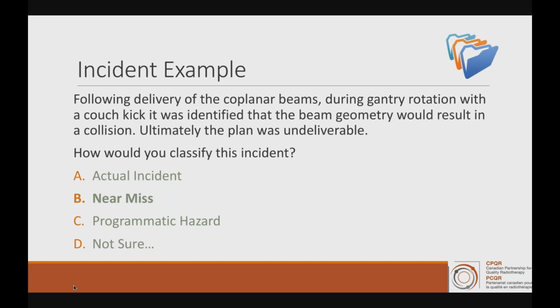In this instance, it would be a near miss. That's because it was identified that the plan was not able to be delivered. There wasn't any harm to the patient. They didn't receive the incorrect plan. They didn't receive the wrong dose, something like that. It was just identified prior to the delivery that the beam was not deliverable.